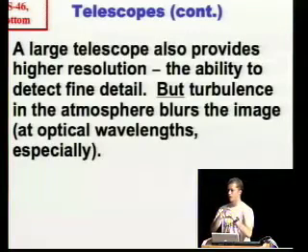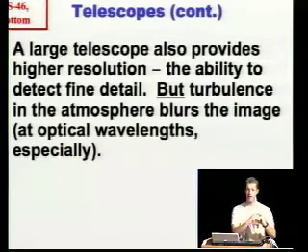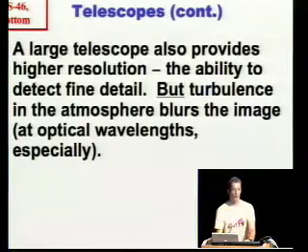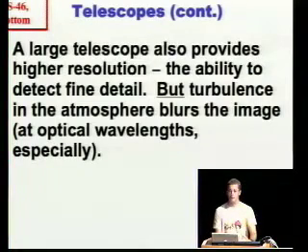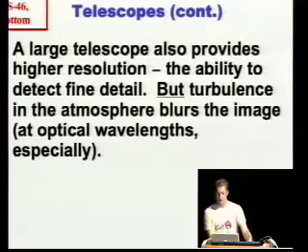No matter how much bigger you make your telescope, the image isn't going to get any sharper because the atmosphere will mess it up. However, large telescopes always do have the advantage of having a large collecting area. So if you made your telescope bigger, you'd be able to see fainter things, but they wouldn't look any sharper.